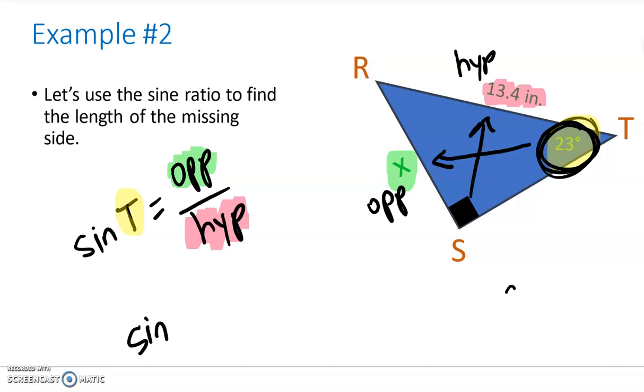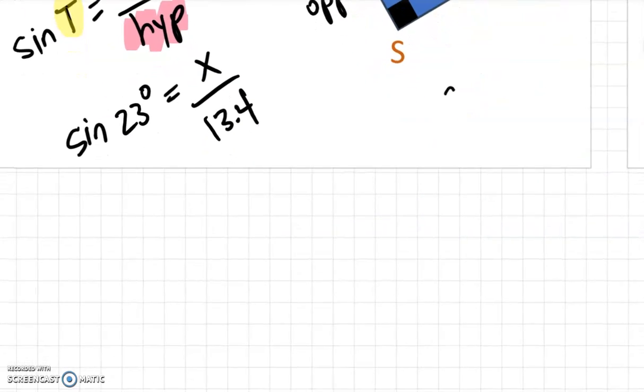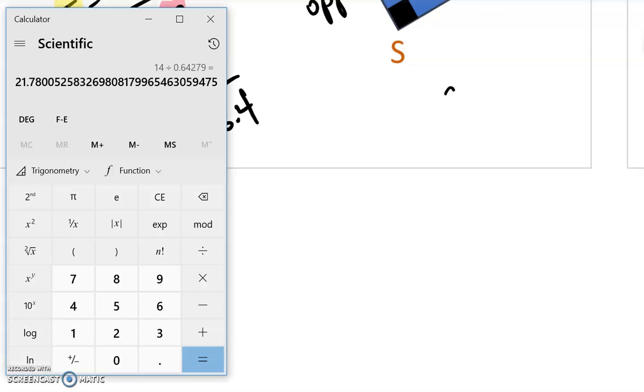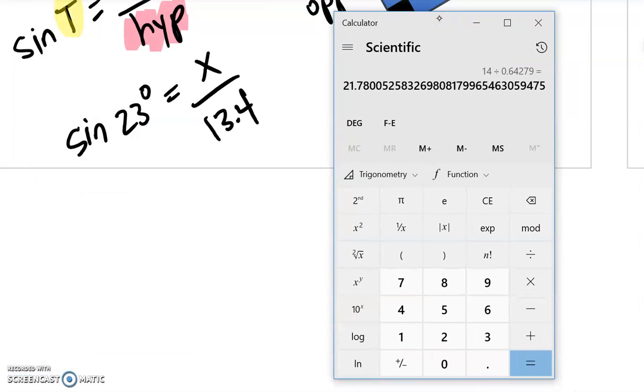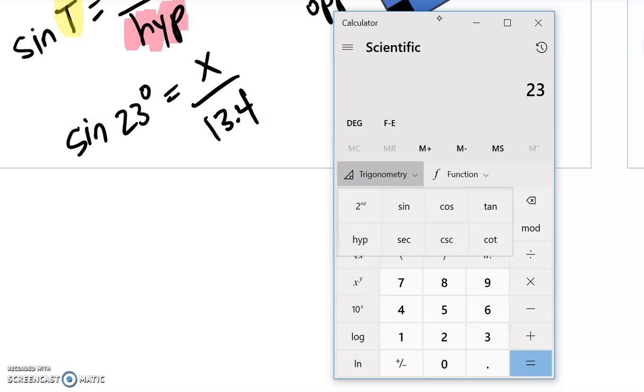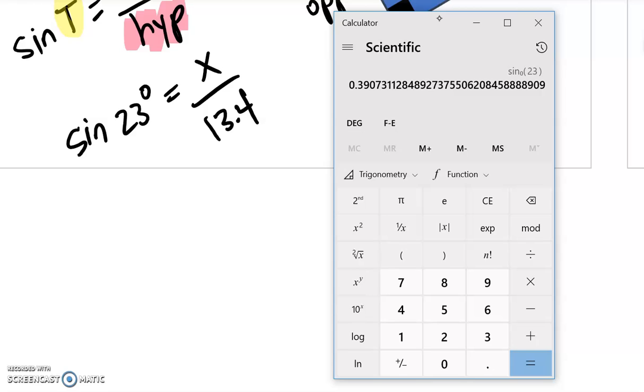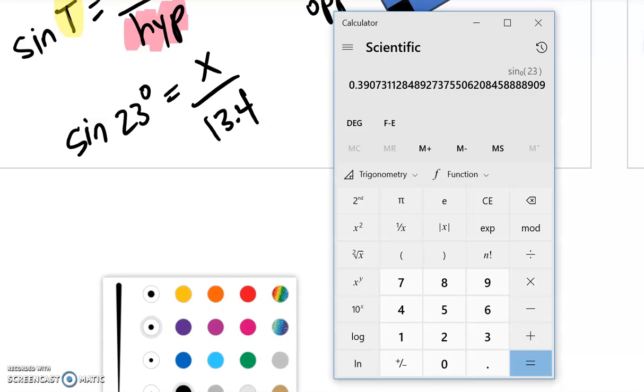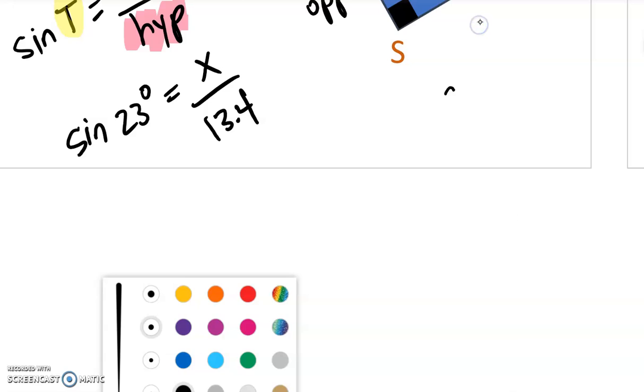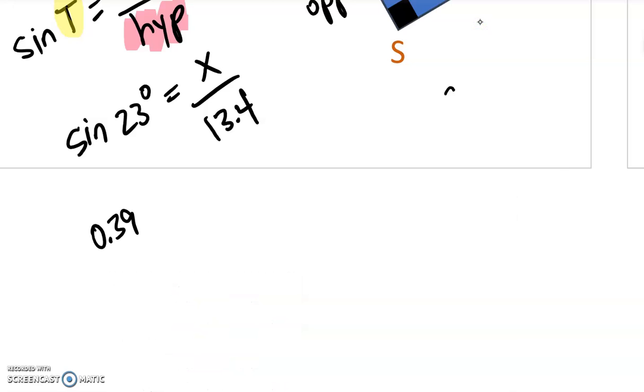So we're going to say the sine of angle t, which is 23 degrees, is equal to the opposite side, which is x, over the hypotenuse, 13.4. The sine of 23 degrees is a funky decimal ratio, so I'm just going to punch this into my calculator and figure out what that is. So sine 23 degrees. And then I'm just going to round that to 5 decimal places. So 0.39073 is good enough. So 0.39073 is equal to x over 13.4.